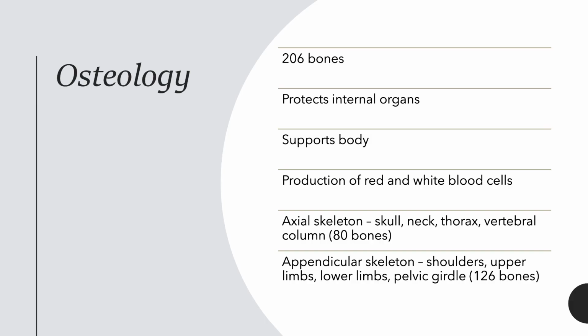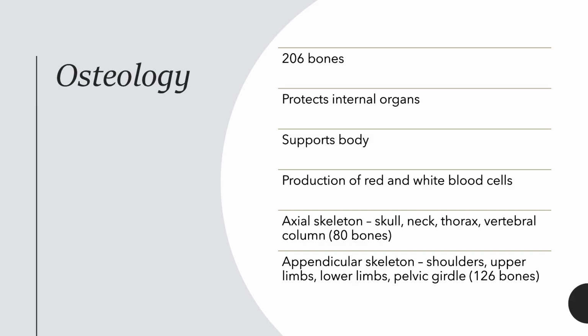So bones, their main job is to protect the internal organs from injury, supporting the body and all of their daily movements. They also produce red and white blood cells within the bone marrow, within the bones, especially in our long bones. And we can also divide the skeleton, all of the bones, into two categories, the axial skeleton and the appendicular skeleton.